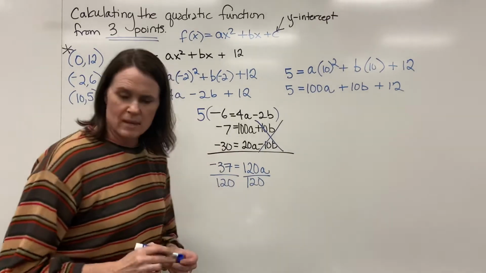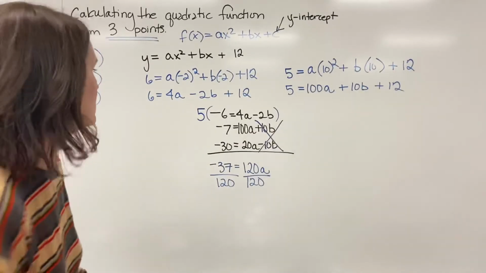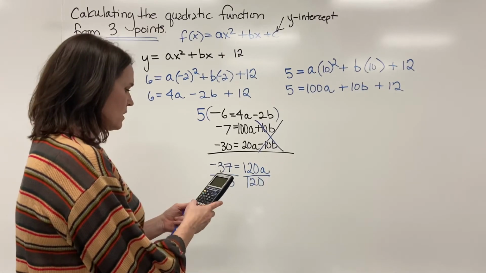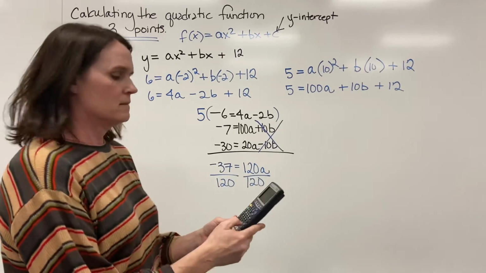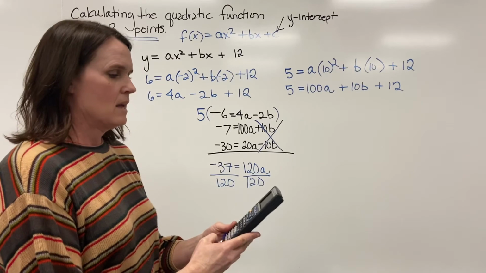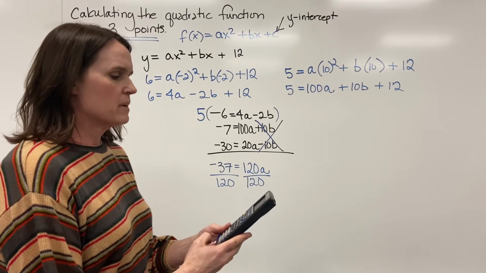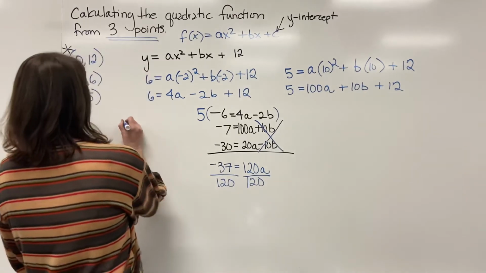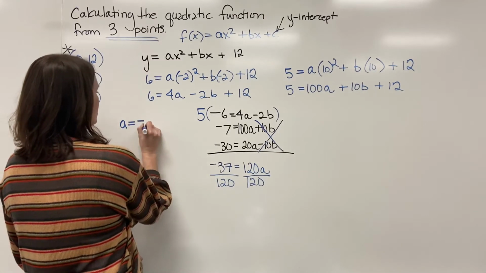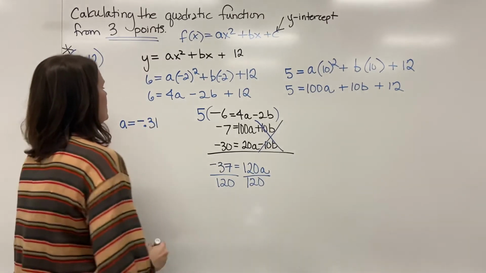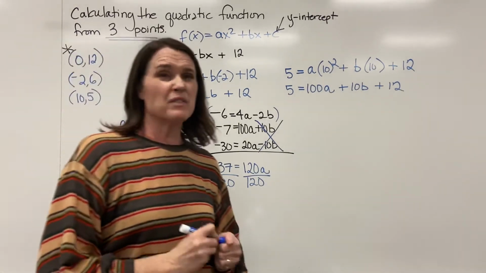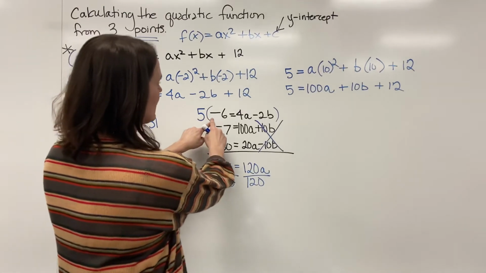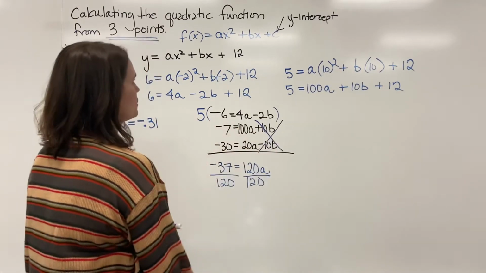Okay, so let me use my calculator, find out what the value of A is. -37 divided by 120, -0.31. So A equals -0.31. Okay, so after I have my A, I can find my B by plugging it into either of the equations that I started with.